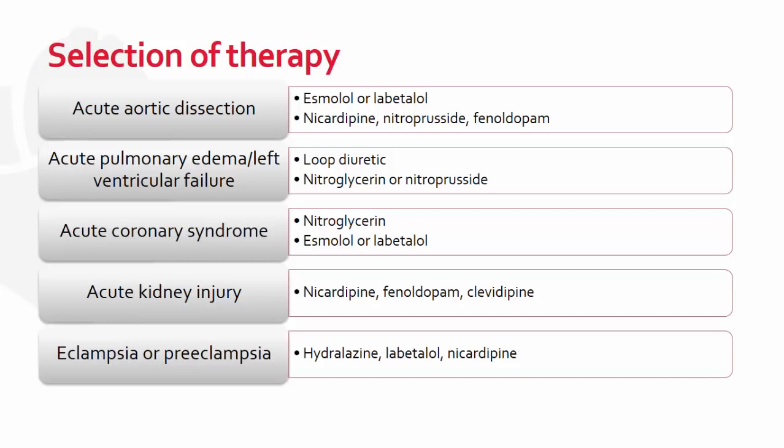In pregnant women presenting with eclampsia or preeclampsia, agents such as hydralazine, labetalol, and nicardipine should be used. Agents such as enalaprilat and nitroprusside should not be used in this situation.